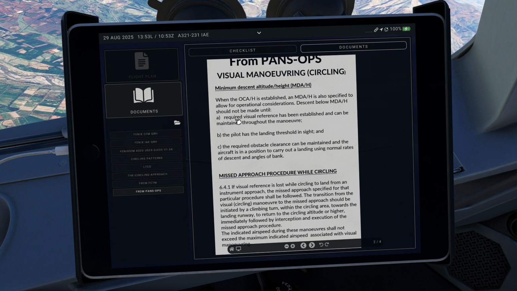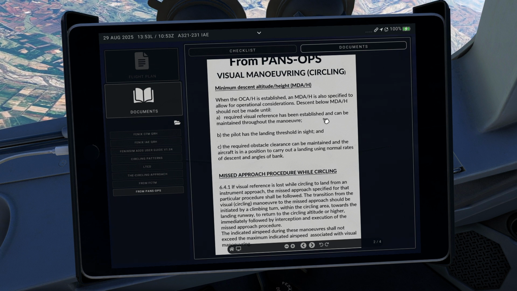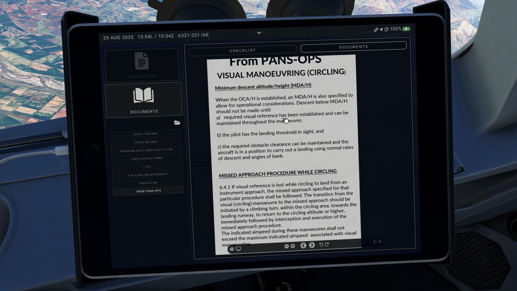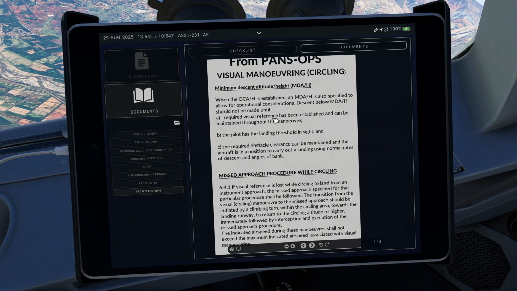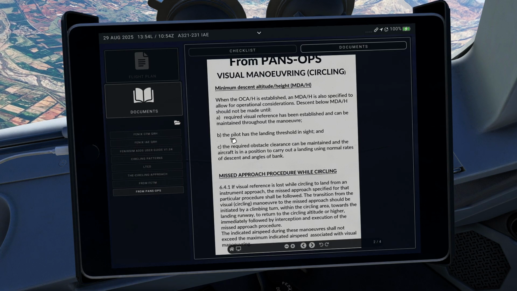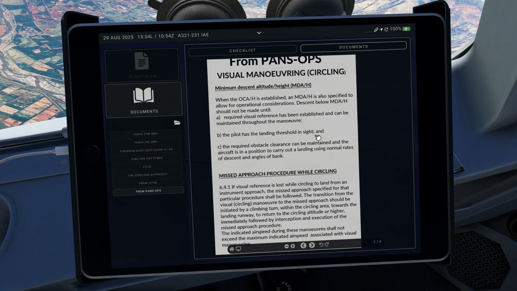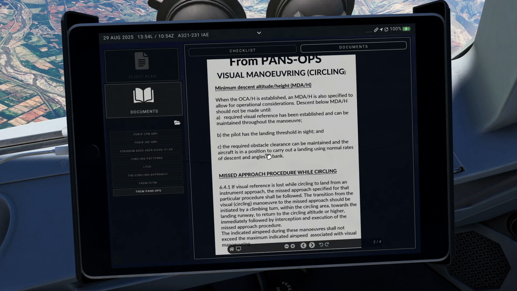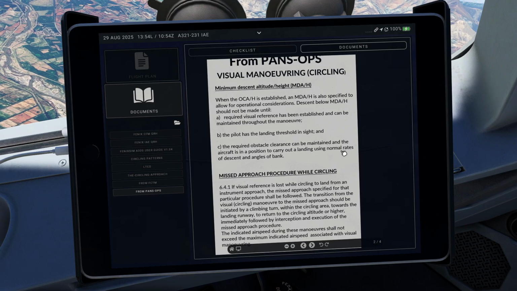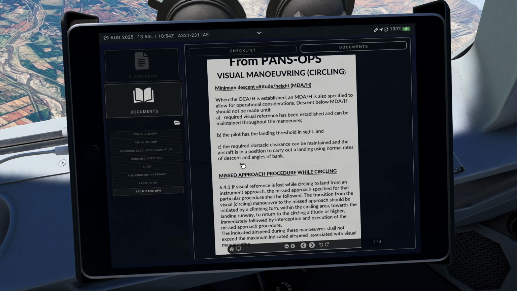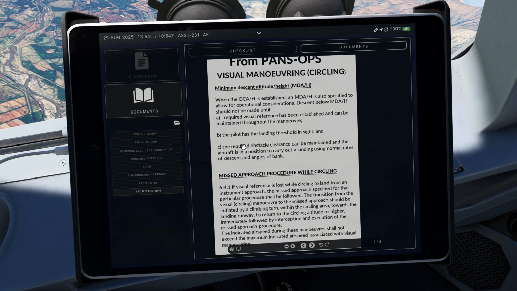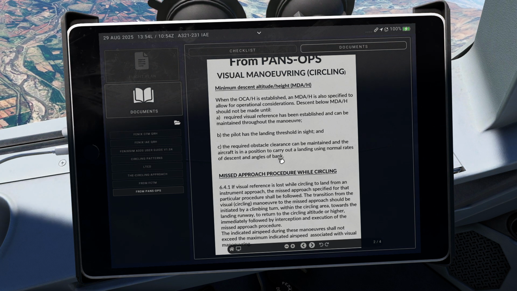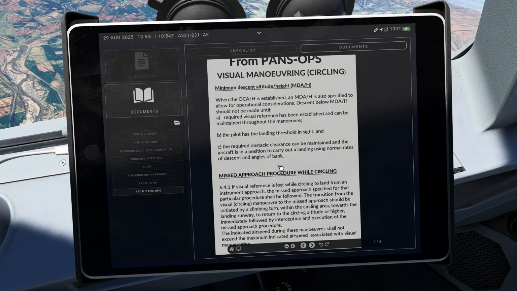Repeat again. Required visual reference has been established and can be maintained throughout the maneuver, which is terrain, runway environment, aerodrome environment, any man-made obstacle, and other things. The pilot has the landing threshold in sight, and the required obstacle clearance can be maintained, and the aircraft is in a position to carry out the landing using normal rate of descent and angle of bank. We will go through the definition and limitation about the normal rate of descent and also angle of bank later.